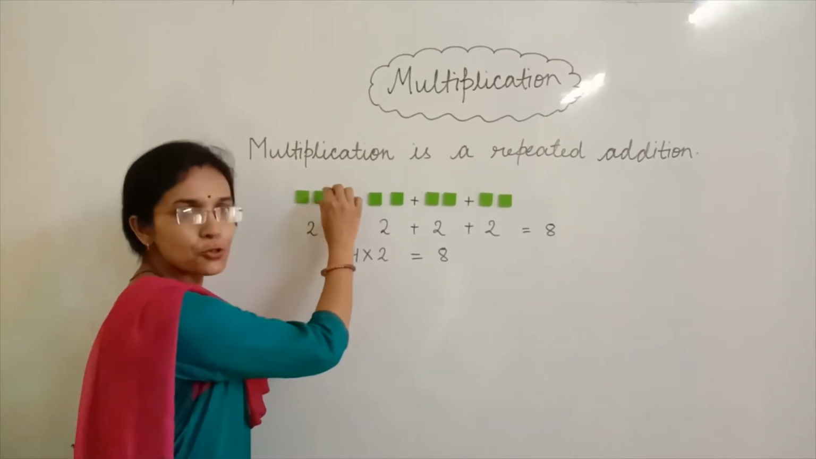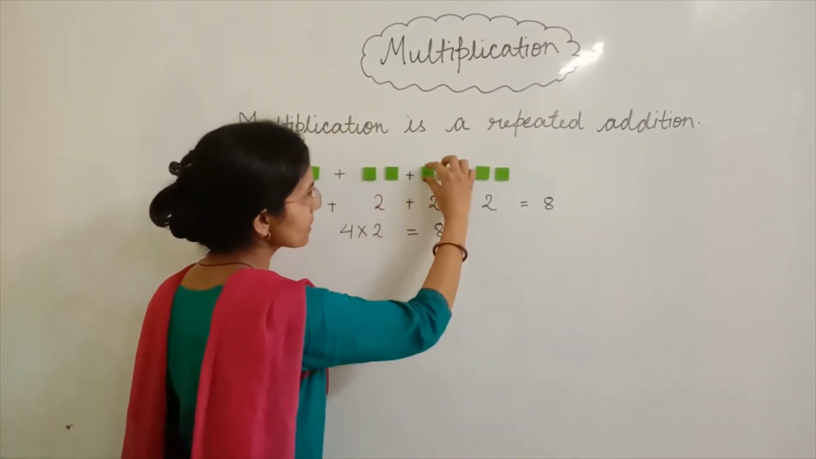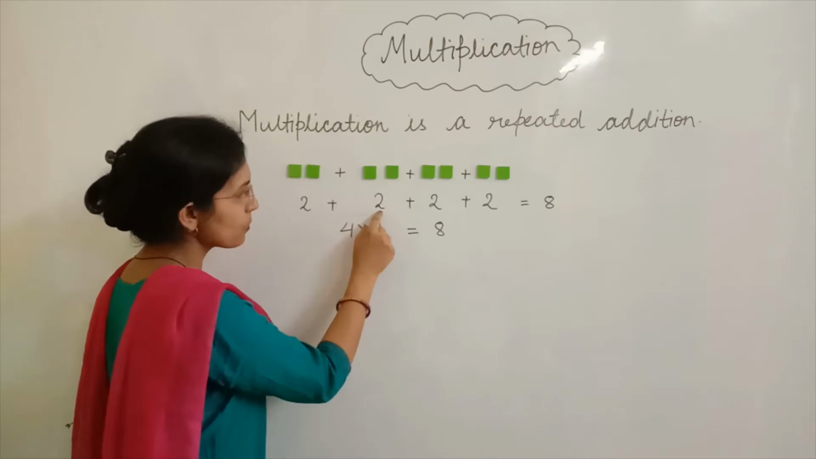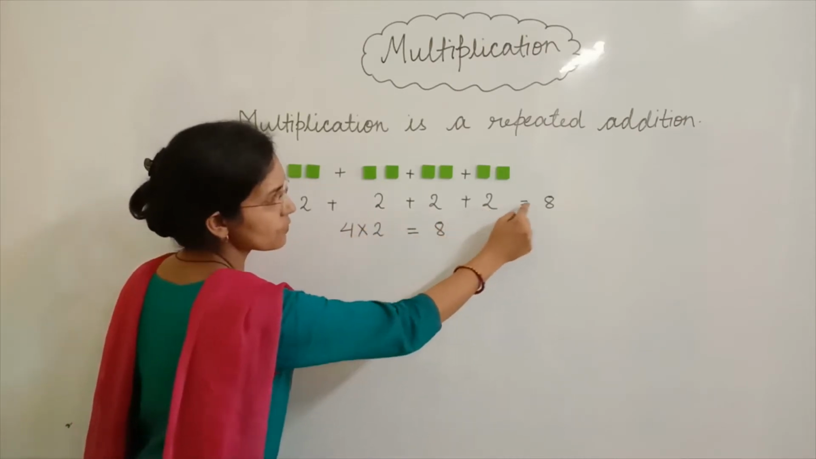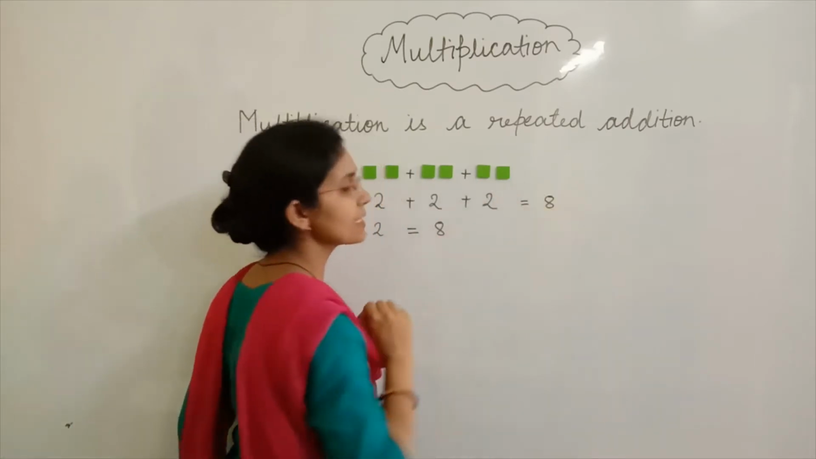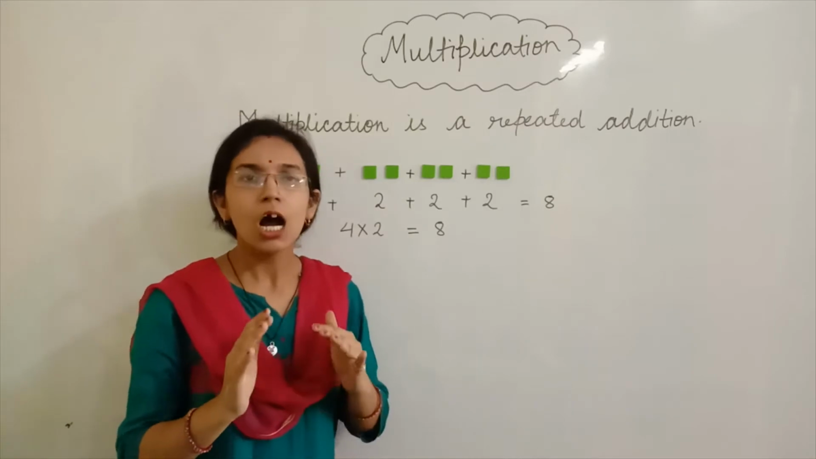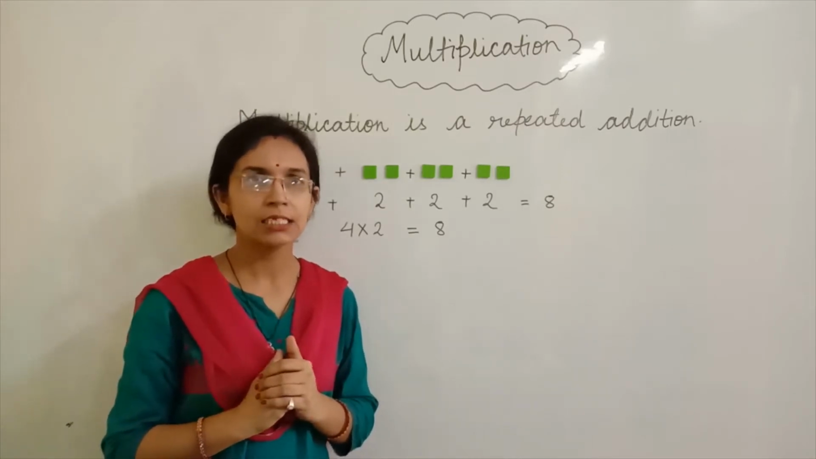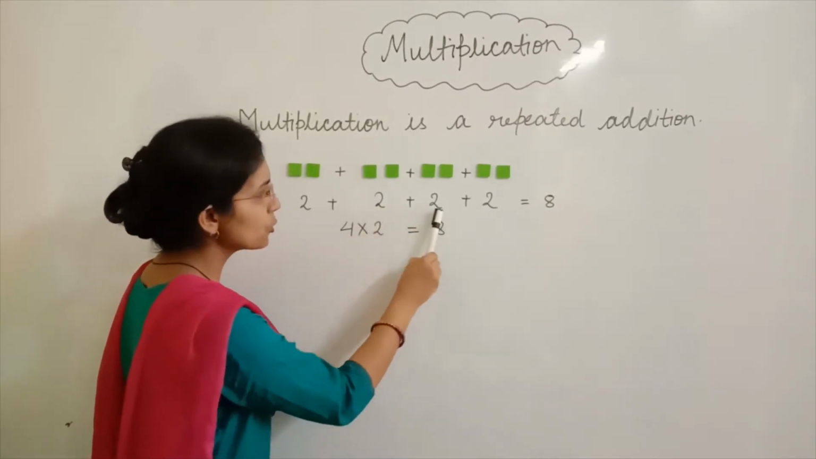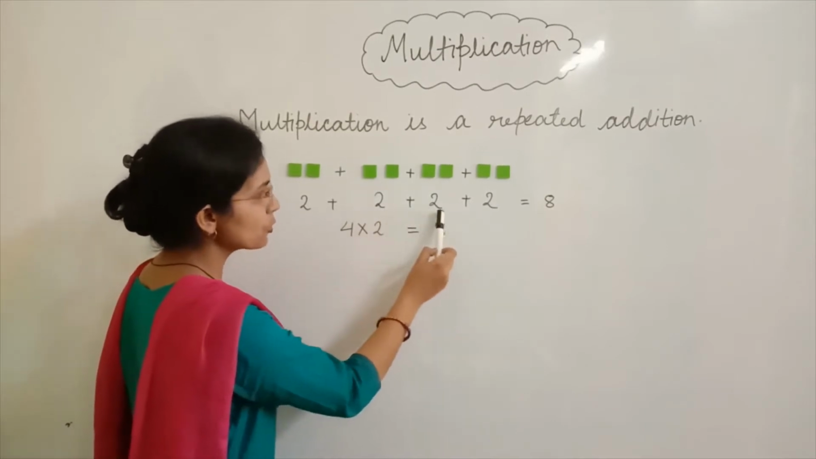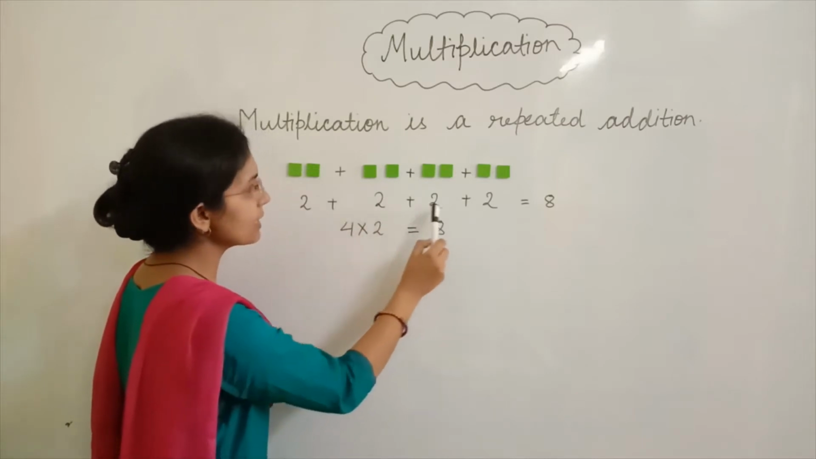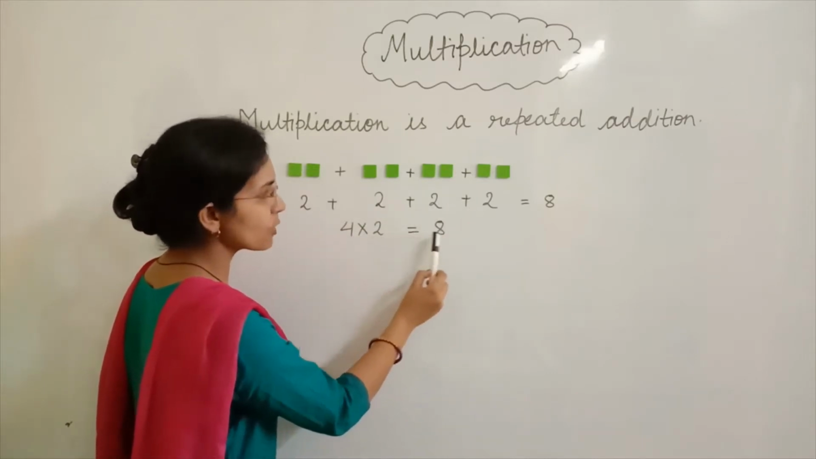Here we have 2 blocks. Again we have 2 blocks, 2 blocks and 2 blocks. So what have I written over here? 2 plus 2 plus 2 plus 2 is equal to 8. It's very difficult to write down all the numbers in a series. So to make it simple, how do we write? Here we have 4 groups. Just count. 1, 2, 3, 4 groups. And how many in each group? 2 are in each group. So 4 multiplied by 2 is equal to 8.